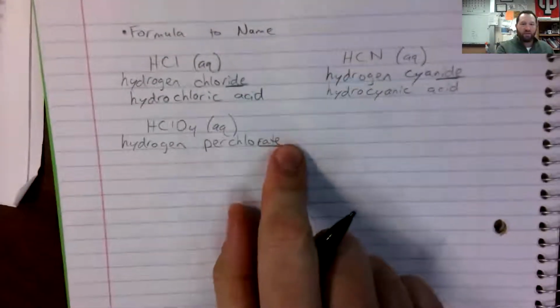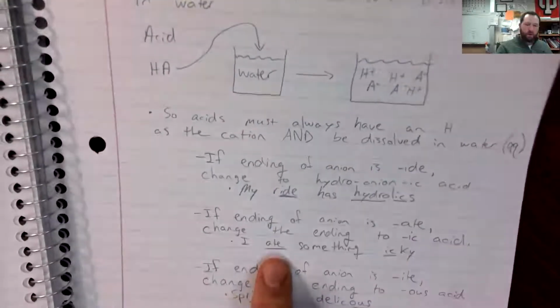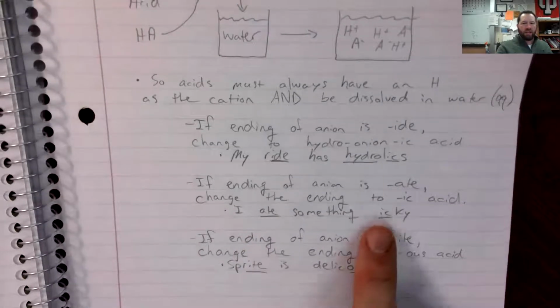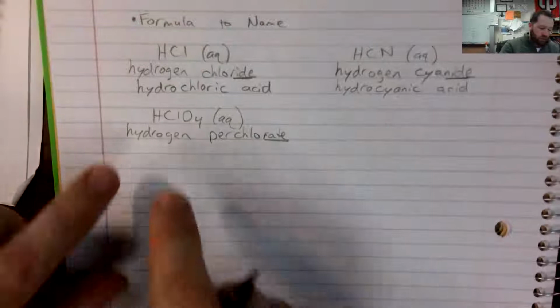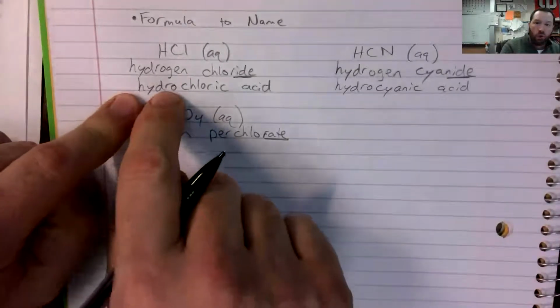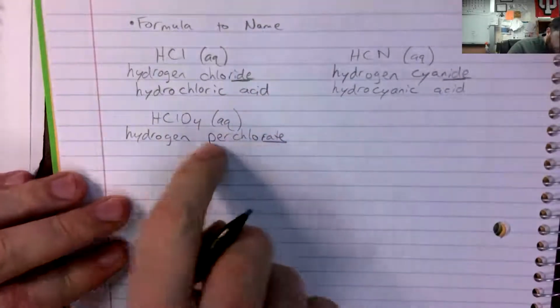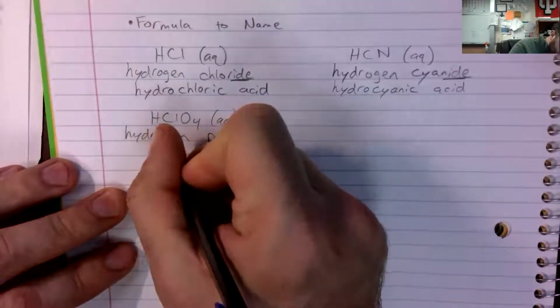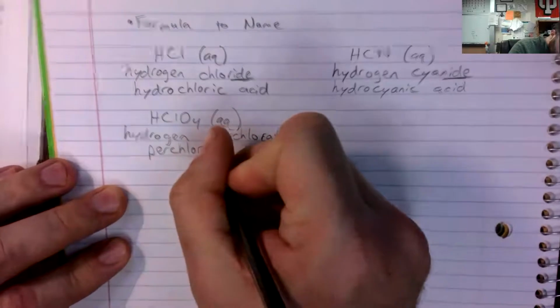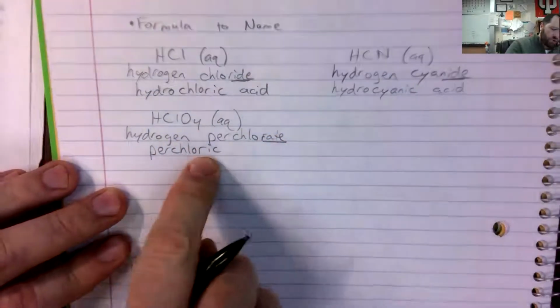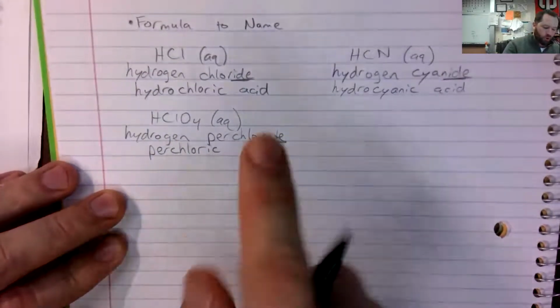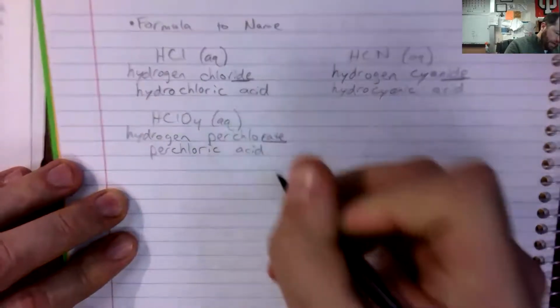ATE. What's our rule for ATE? When something ends in ATE, I ate something icky. ATE becomes IC. So again, no hydro this time. Hydro only goes with IDE. This time, we just name the anion, and we change the ending to IC. So ATE becomes IC: perchloric acid.